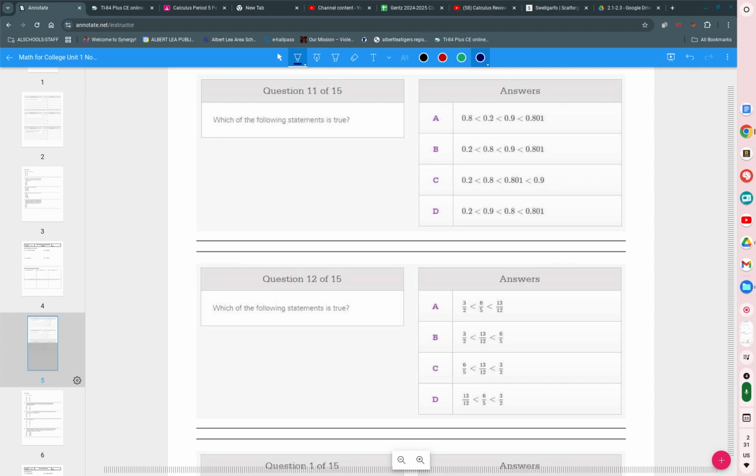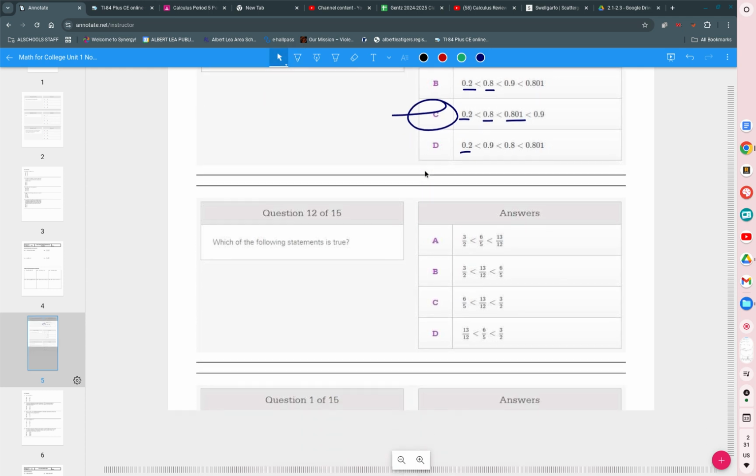We look for the smallest number, and the smallest number is going to be 0.2, so we're okay with pursuing these three options. After that, the next smallest number is 0.8, so I have those two options. And after that, it's 0.801, so C is the correct answer there.